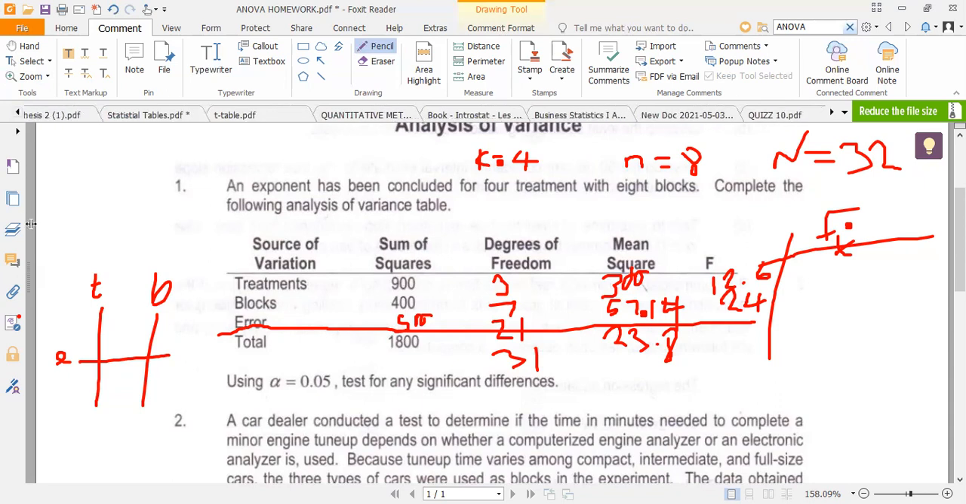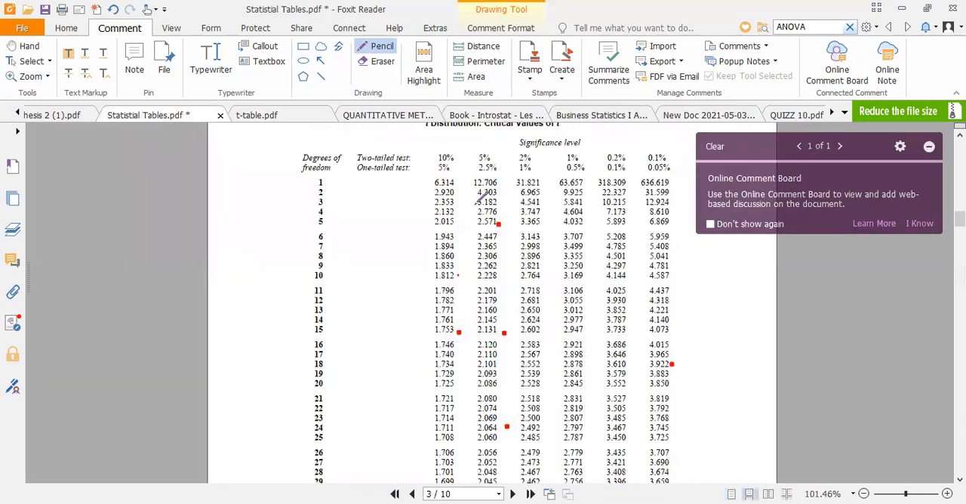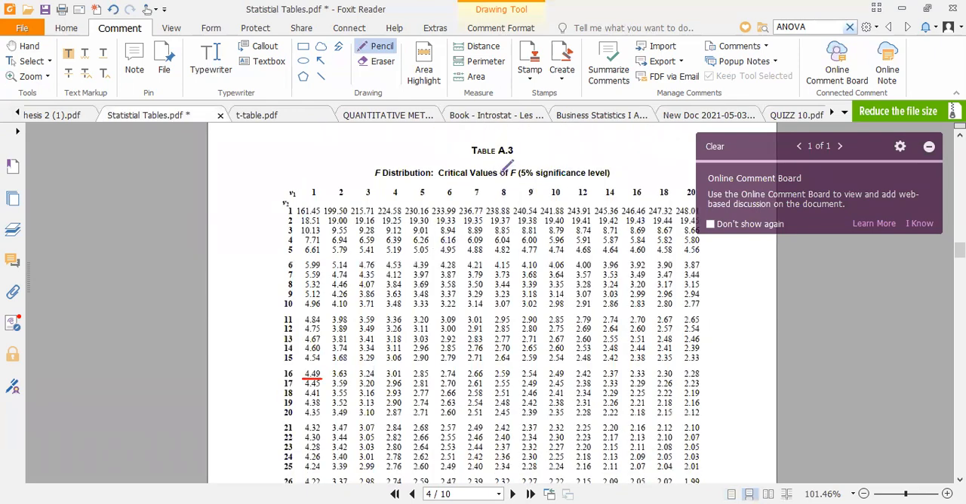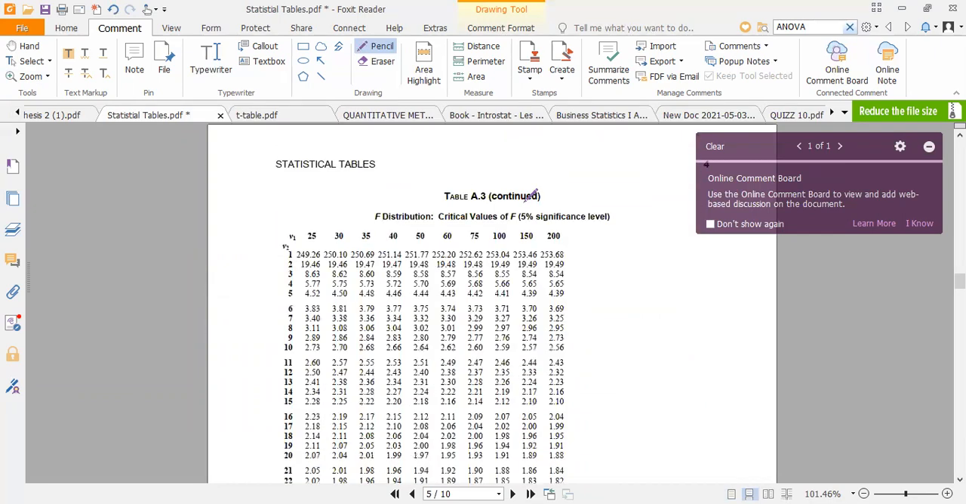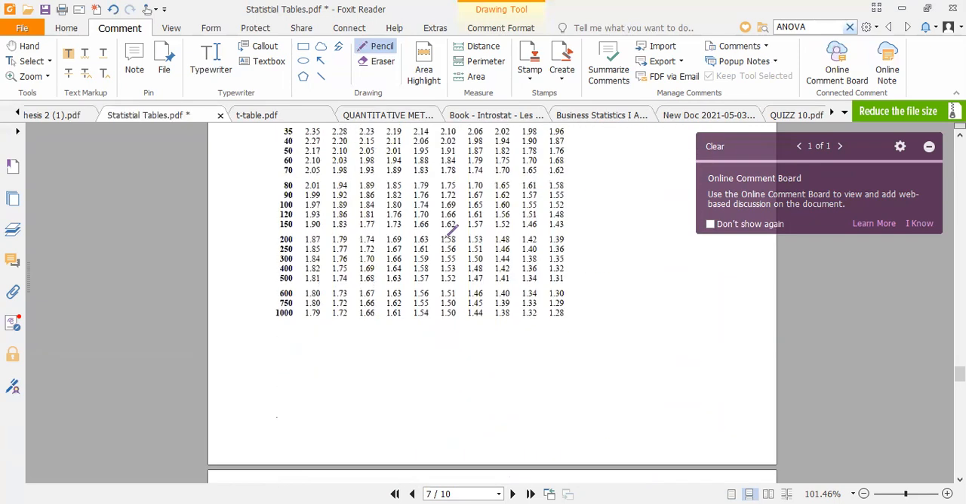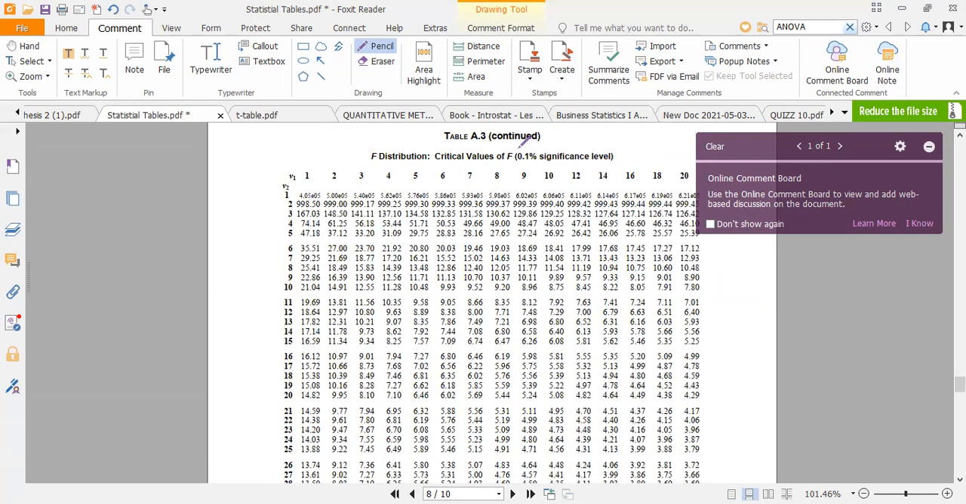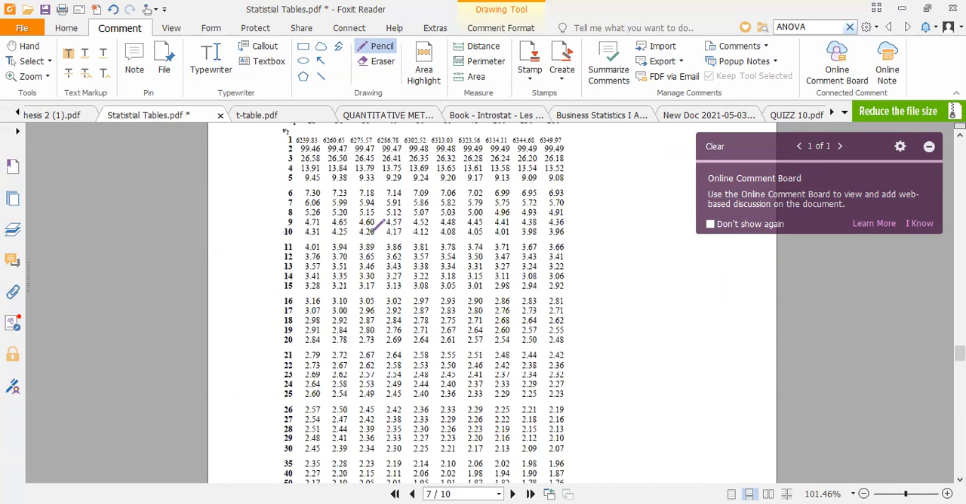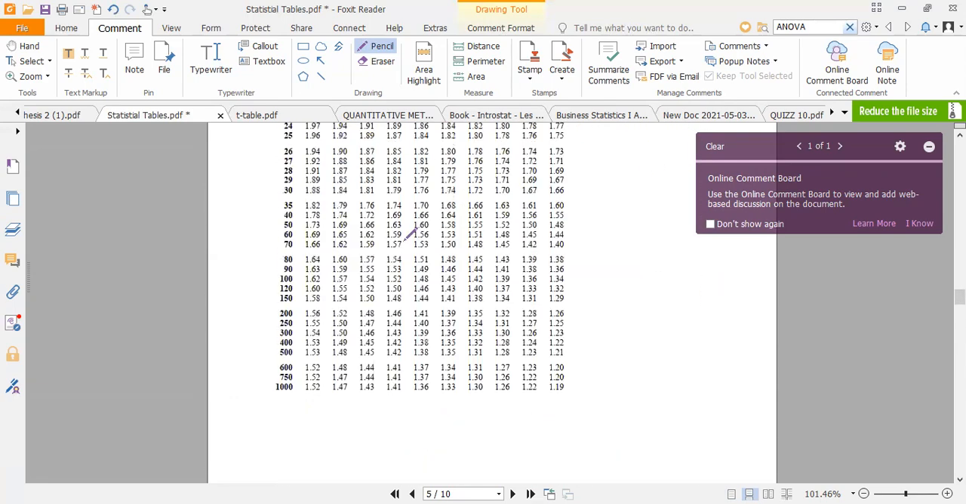5% table under 3, 21 and under 7, 21. So here we check the F tables. There's a 5% here. There's another F table which has 1%. There's also one which has 0.1. So you need to be careful. In this case, the percentage is part of the title. So we're going to use a 5% table.